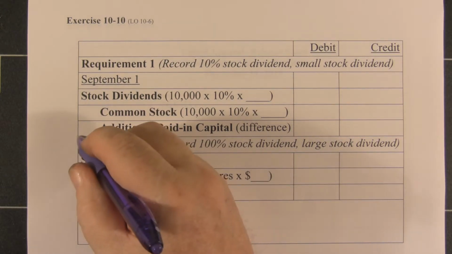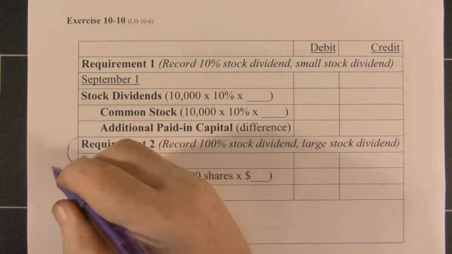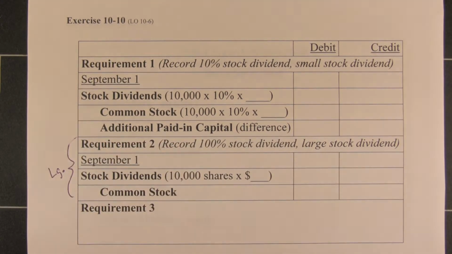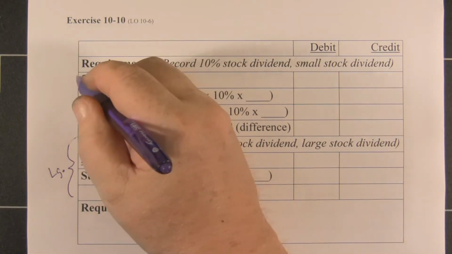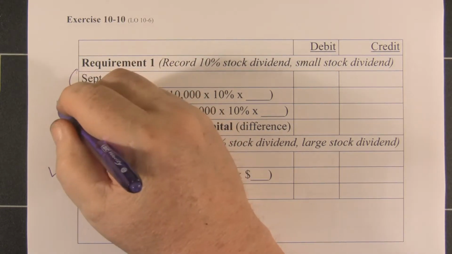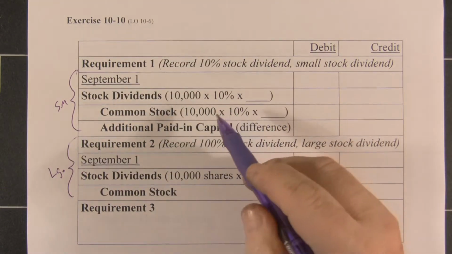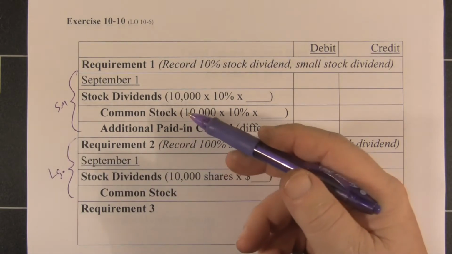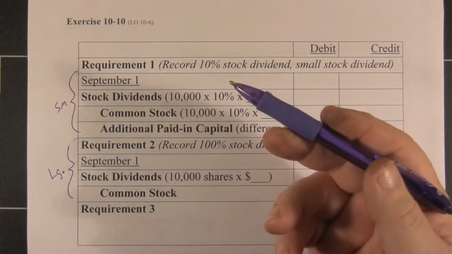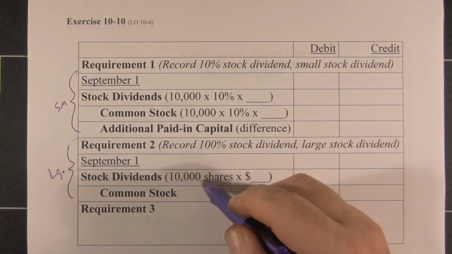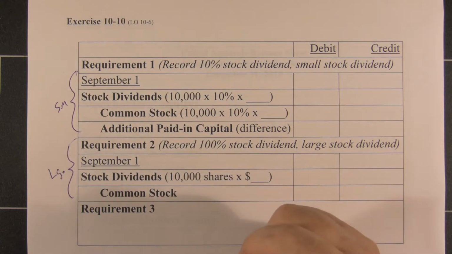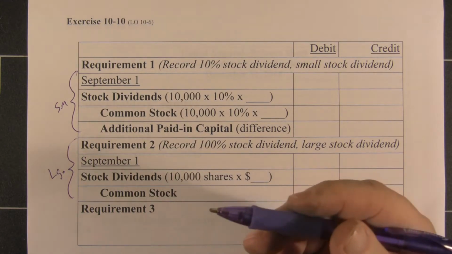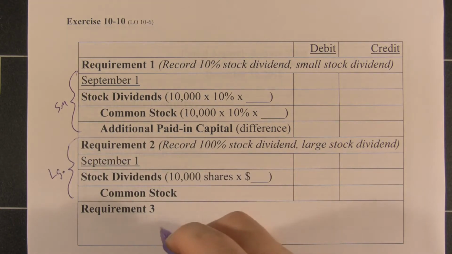So requirement 2 is clearly a large stock dividend. It's a 100% stock dividend. It doesn't get much larger than that. The first one is a small one, because they're saying assume that 10,000 shares is a small amount for this company. And then they're saying assume that 10,000 shares is a large amount for this company. And then requirement 3, they say assume that it's a stock split.